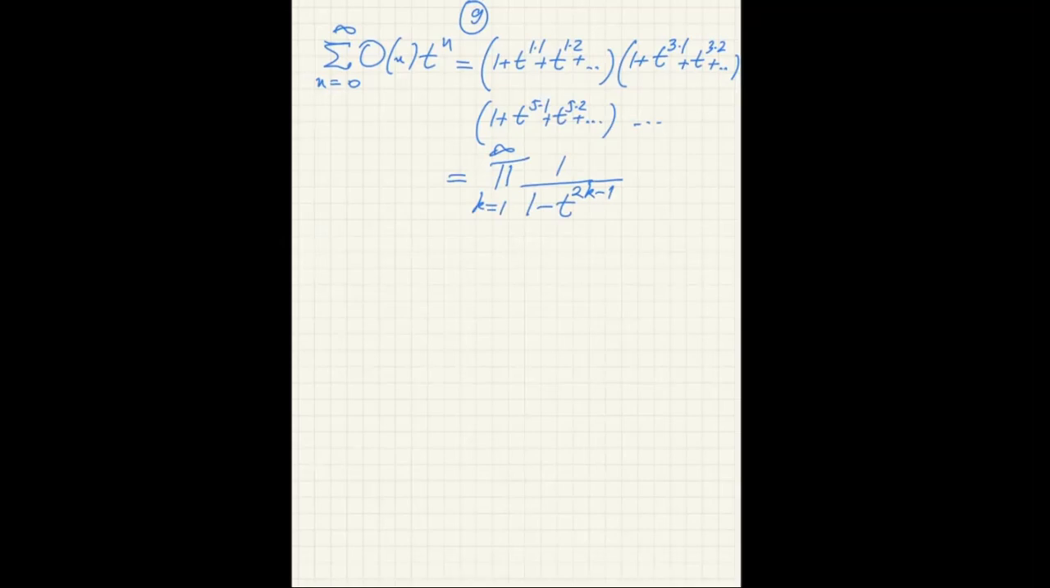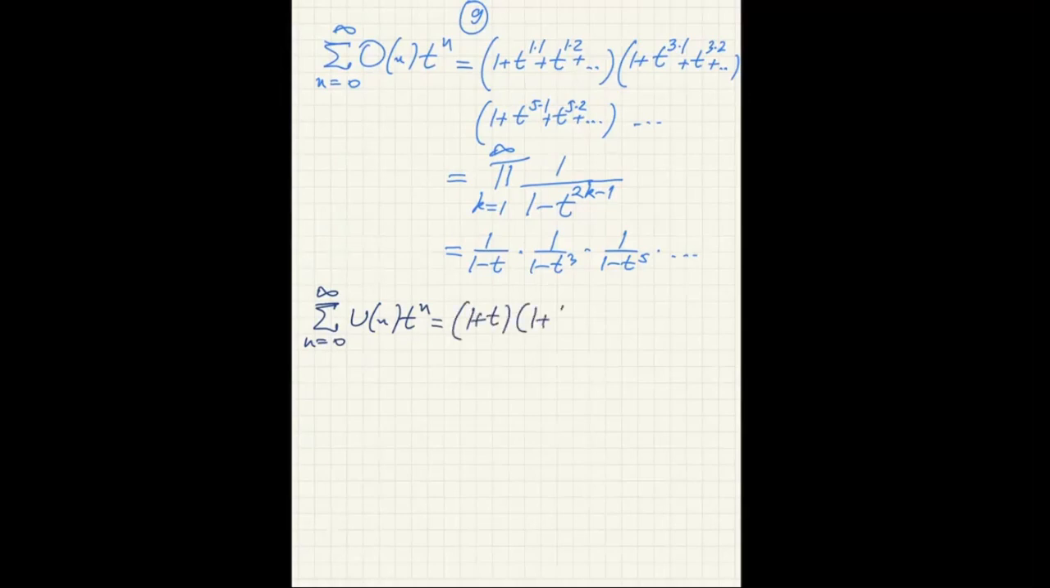Okay, so maybe if you want, you can write it like this: 1 over 1 minus t, 1 minus t cubed, 1 minus t to the fifth. And let me write below the one that we had before, the summation from n equals 0 to infinity of un t to the n, which was 1 plus t, 1 plus t squared, 1 plus t cubed.